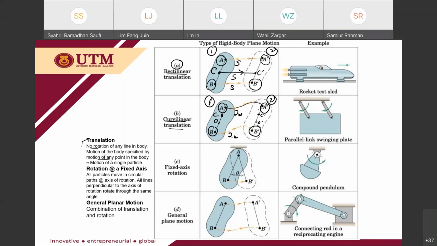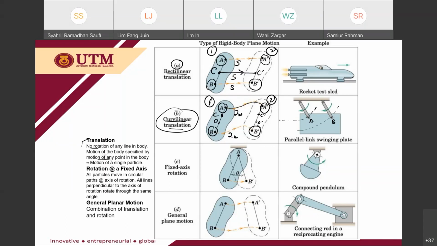So basically, for the curvilinear translation, the application is a parallel link swinging plate. It's based on a swinging condition. Let's say I have a point A here and point B. This plate swings from the left to the right, from the right to the left. It means that the path of point A is like this. You may notice that this is the path that is traveled by point A, and this is the path that is traveled by point B.